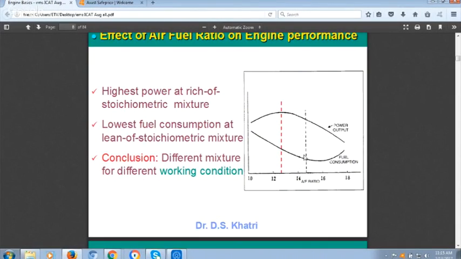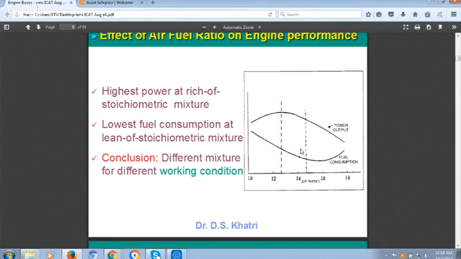So it is very interesting to understand. If I need more power, I need an air fuel ratio of around 12.5 or 12.4 approximately. So we definitely need a slightly richer mixture, more fuel. The point may be different; it depends upon the engine and also on the fuel quality. But if I want better fuel economy, I need an air fuel ratio of around 16.